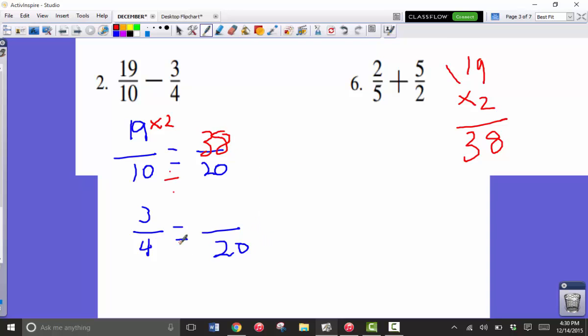There we go. Same thing with the bottom fractions. 4 will go into 25. Multiply with the numerator. There we go.